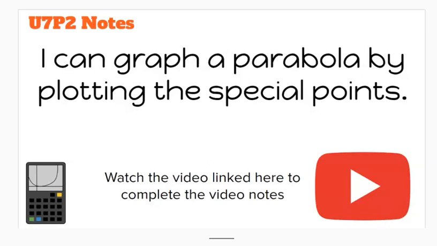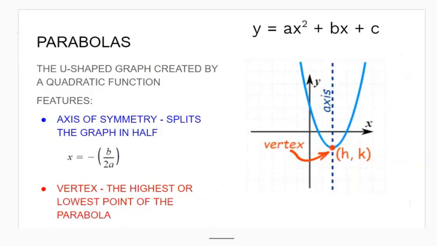Unit 7, Part 2 notes. I can graph a parabola by plotting the special points. Just a reminder of our key pieces of information for a parabola. A parabola is a U-shaped graph created by a quadratic function.